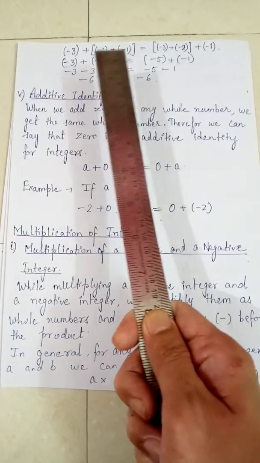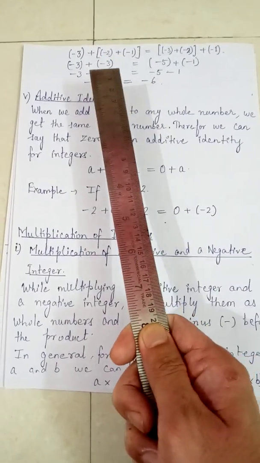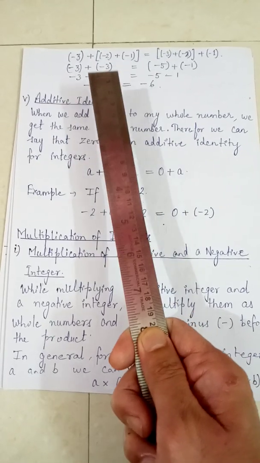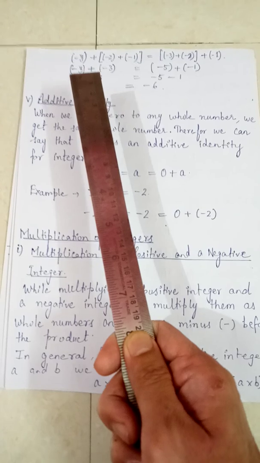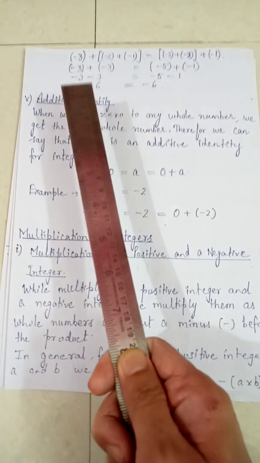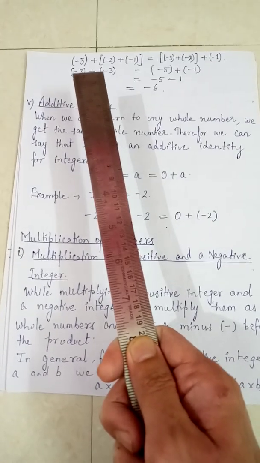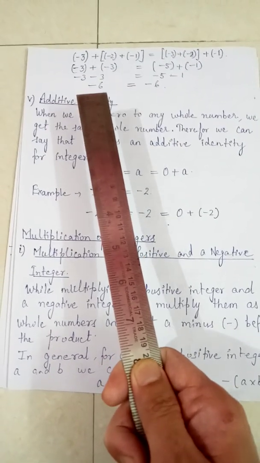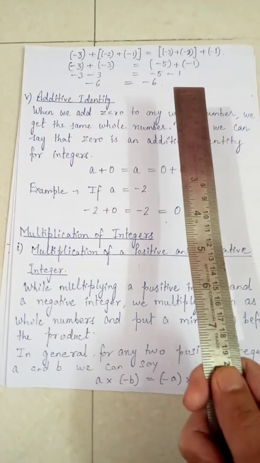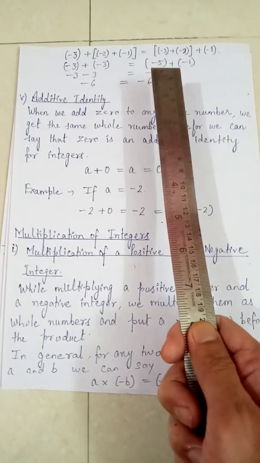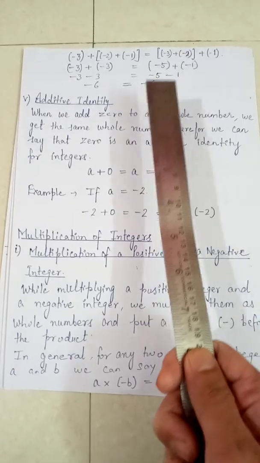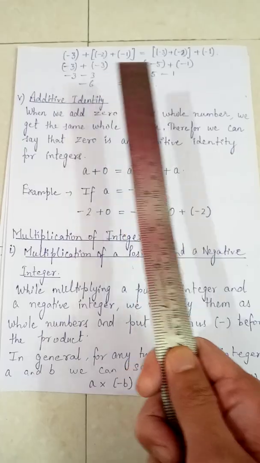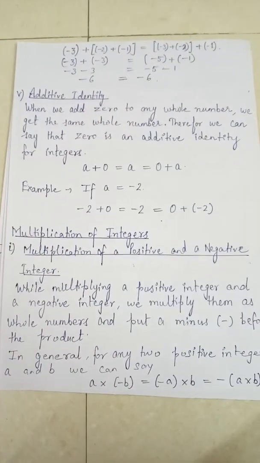So first we solve the square bracket on the left hand side. We get minus 2 plus 1 plus minus 1 gives you minus 3. So minus 3, when you open the bracket, plus minus will become minus, and minus 3 gives you minus 6. And on the right hand side you get minus 5 plus minus 1 gives you minus 5 minus 1, which gives you minus 6. On both the sides it will come as minus 6.